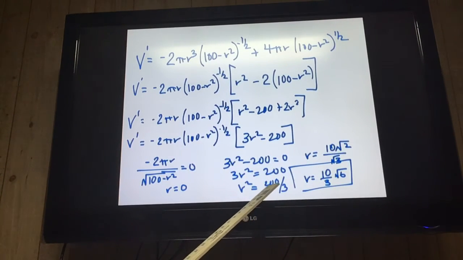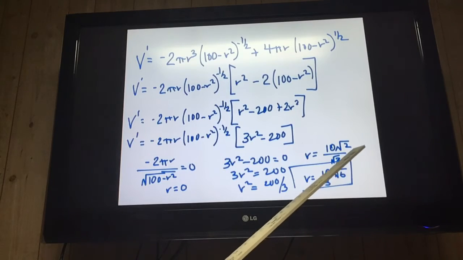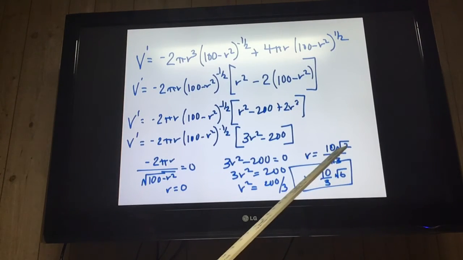Because 200 is the same thing as 2 times 100. Square root of 100 is 10, left with the 2 inside. And then if I want to rationalize, I multiply the top and bottom by square root of 3. So I get 10 square root of 6 over 3. That is my radius. That would give me the maximum size volume of a cylinder inside. All right, but they don't want just the radius. They also want the volume. So we have to find the height to go with that.